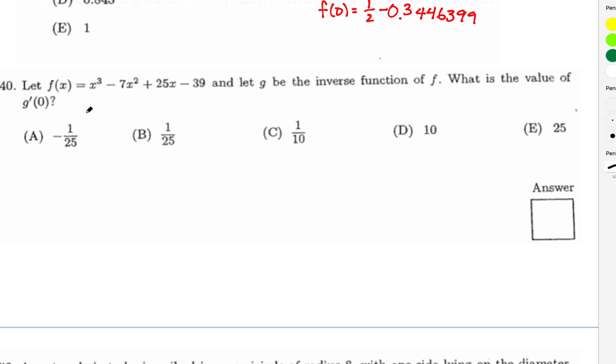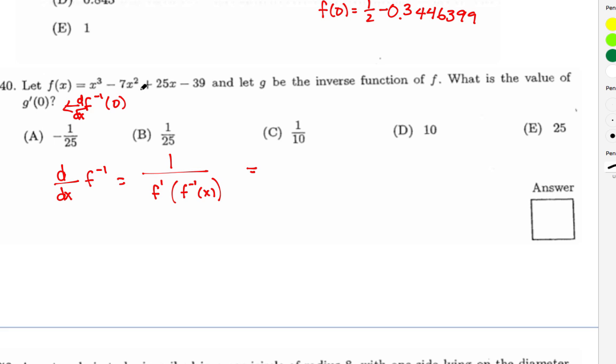In this problem, here's f, let g be the inverse. What is the value of g prime? So we're trying to find the derivative of the inverse. The derivative of the inverse, remember, is 1 over f prime of f inverse. Something you need to memorize. So we're trying to find f inverse of 0, its derivative. So in order to do that, we need to find f inverse of 0.